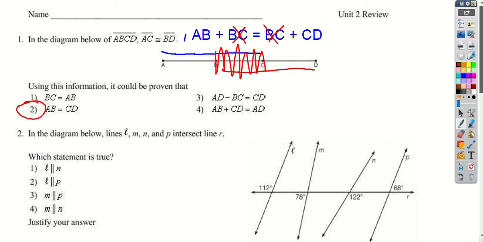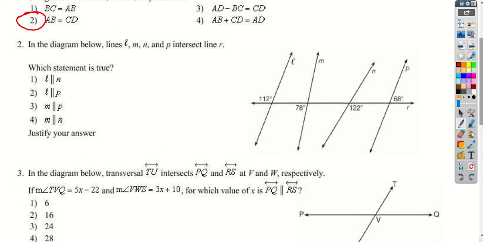All right, for number 2, given the information here, which of these statements is true? You want to justify your answer. Justify just means show your work. So if these lines N and P were parallel, then these two angles should be equal. So this should be 122. The question is, do 122 and 68 equal 180? And if it does, then we know they're parallel. But 122 plus 68 is 190. So we know these are not parallel. So it's not N and P.